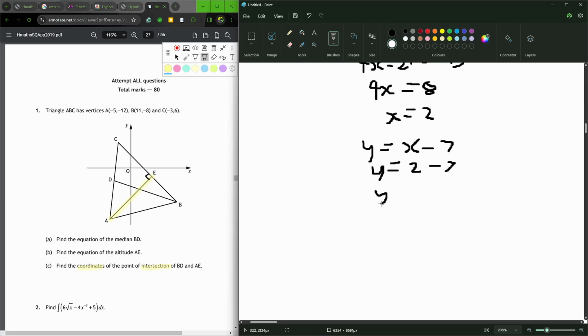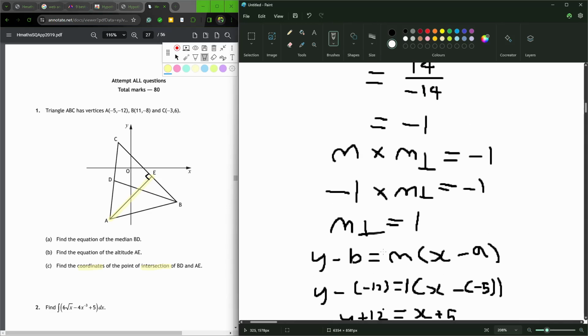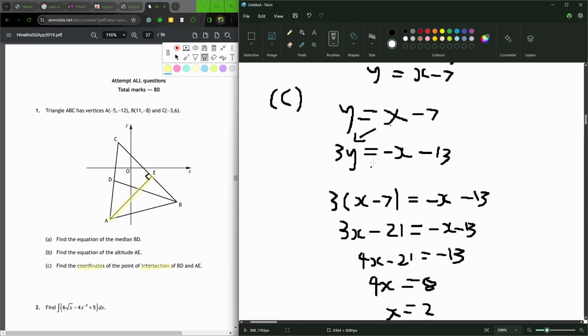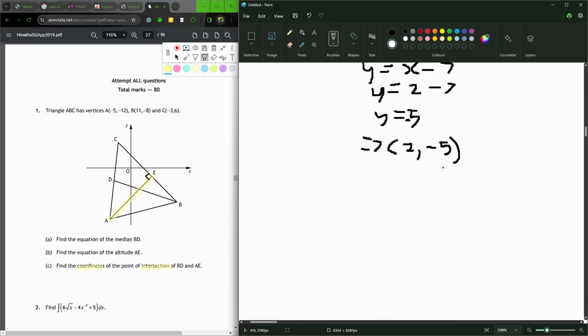And what do you know? Y equals 5. So this then means the coordinate of the point of intersection, that's supposed to be minus, sorry, is 2, minus 5. And you can do that with this equation here, but it's just more long-winded. It's easy to do it there.